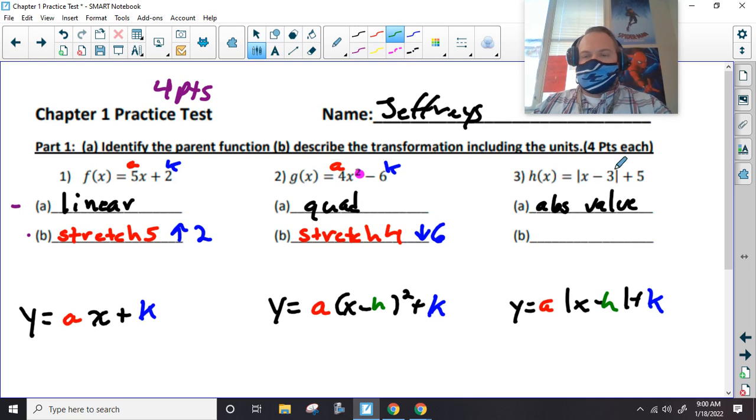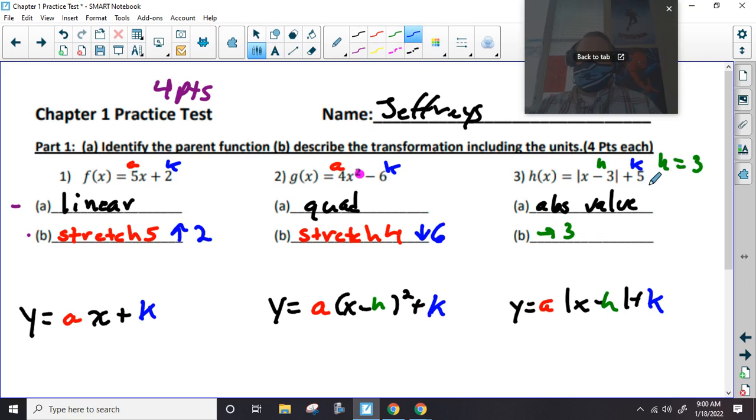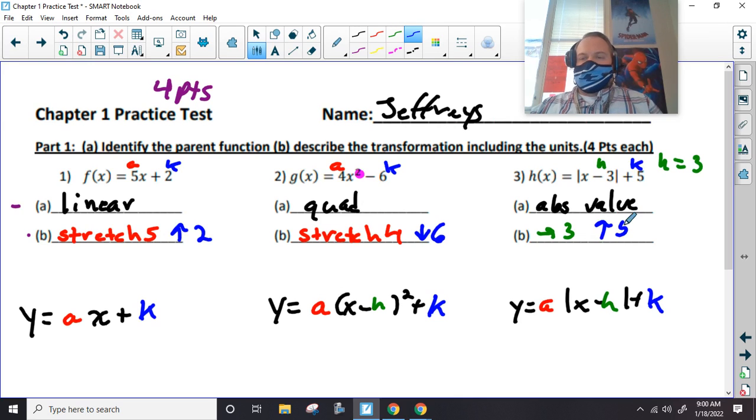And then on number 3, we have an H. Now, it's written as a negative. Our actual H value for this is 3. Remember, it's the opposite of this. So if the value is 3, this is to the right, 3. We have a K of 5, then up 5. Okay, so not too awful bad. Could be worse. Now, there's 24 possible points right there. That's a good thing.